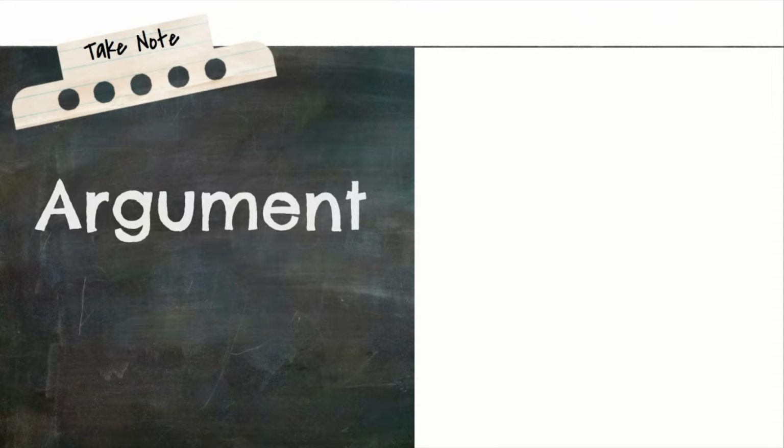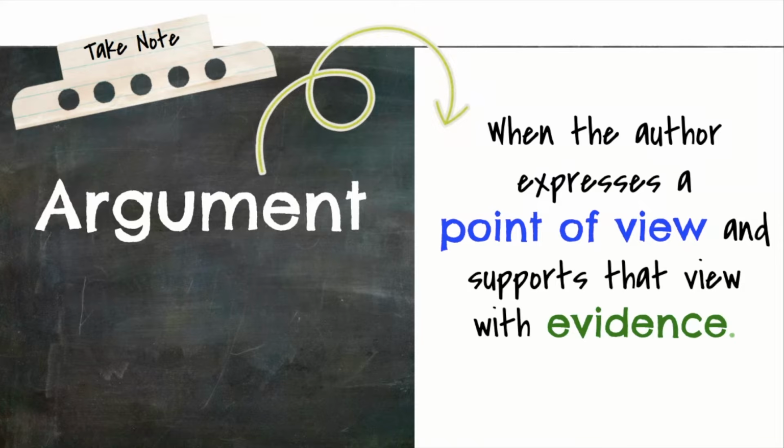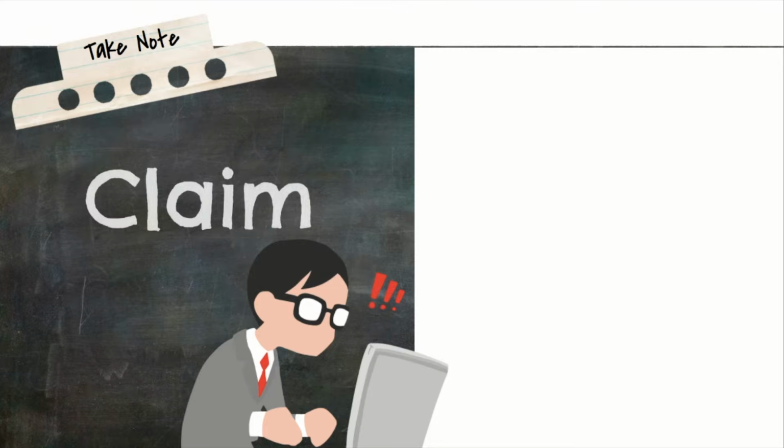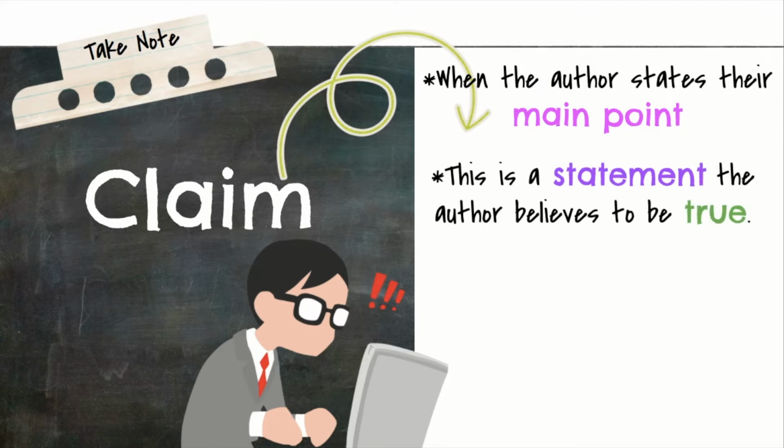So first, what is an argument? Now, I know you're thinking, I have arguments with my brother or sister or family members all the time, but that's not what we're exactly talking about. An argument today, what we're looking at, is when the author expresses a point of view and then supports that view with evidence. In order to do so, they have to have a claim. Now, a claim is when the author states their main point, and they believe this statement to be true.